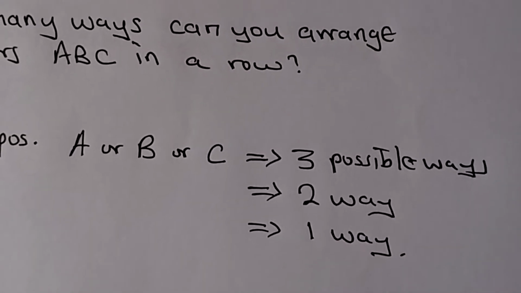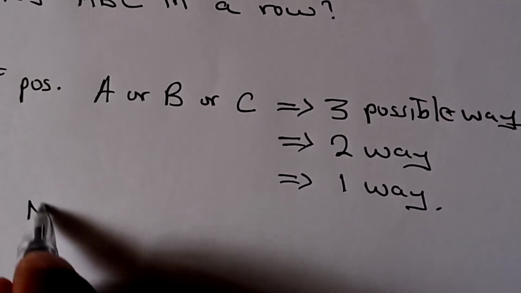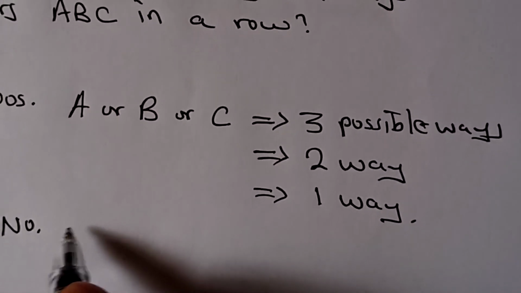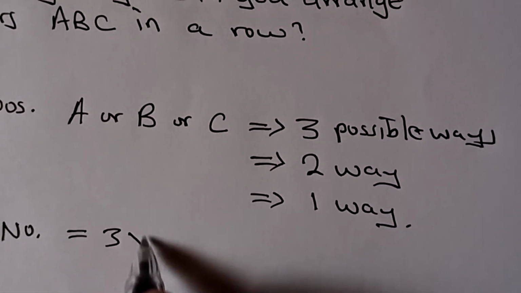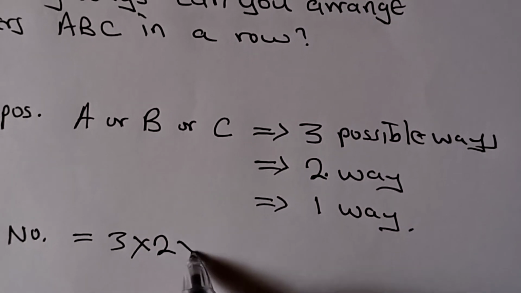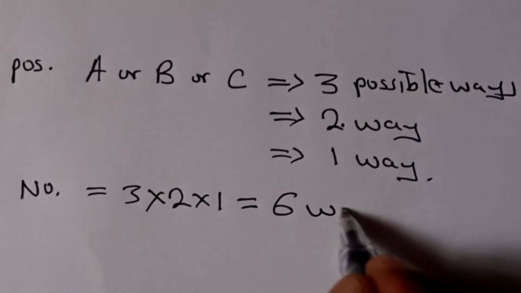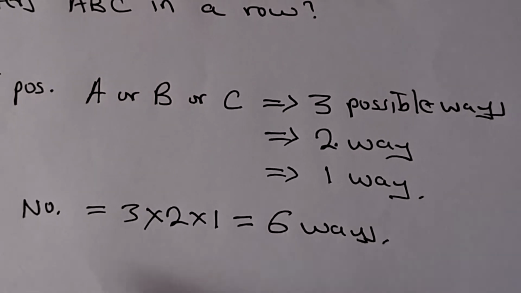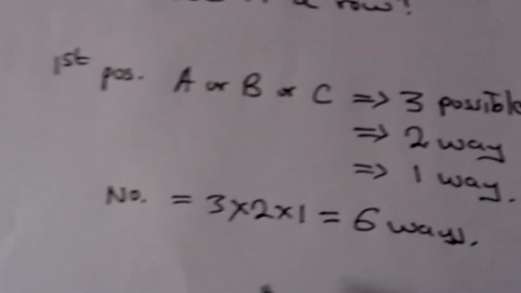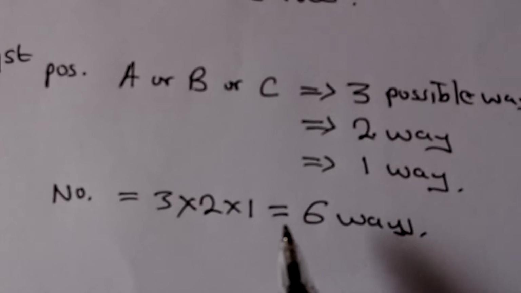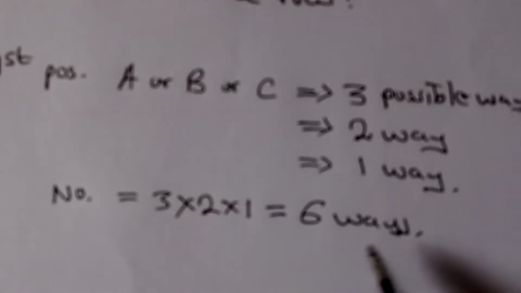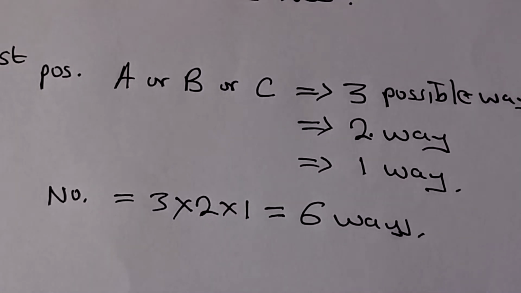Now together, the number of ways we're going to have is 3 times 2 times 1, which is equal to 6 ways. Note, in this case, the second choice depends on the first. The third choice depends on the second.